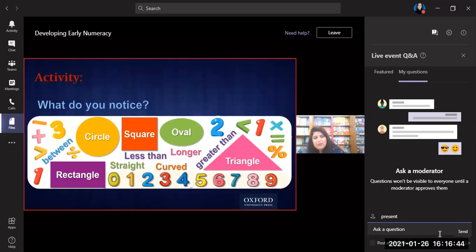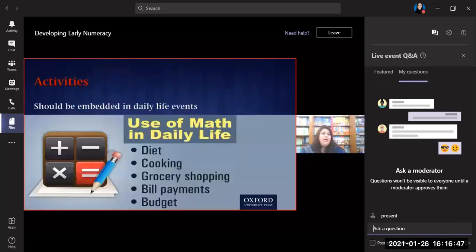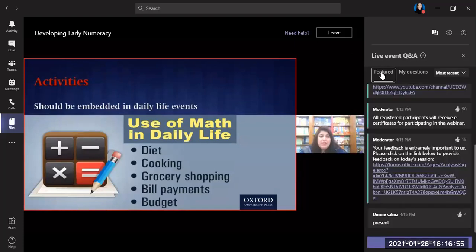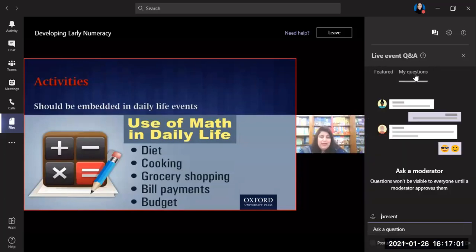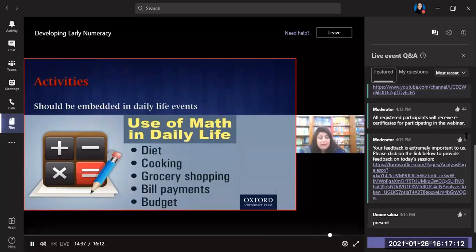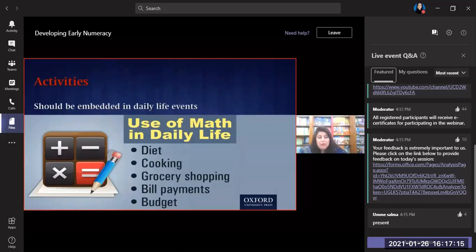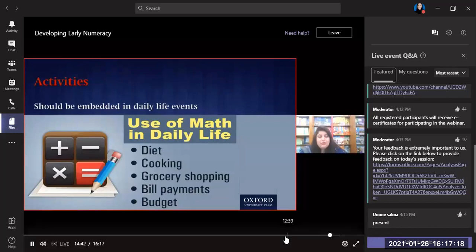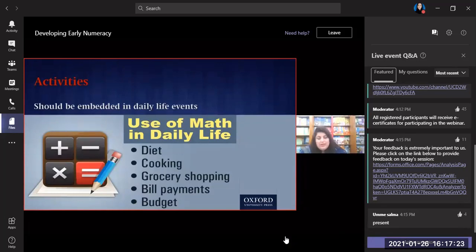the words and signs. All the activities that we design for our classrooms should be embedded in daily life events. Using maths in daily life is very, very important. So we can have an activity where we plan their diet. We can have a cooking session in the classrooms or even at home. We can have a grocery shopping event where children go with a certain list and they purchase grocery, bill payments, and budgets.